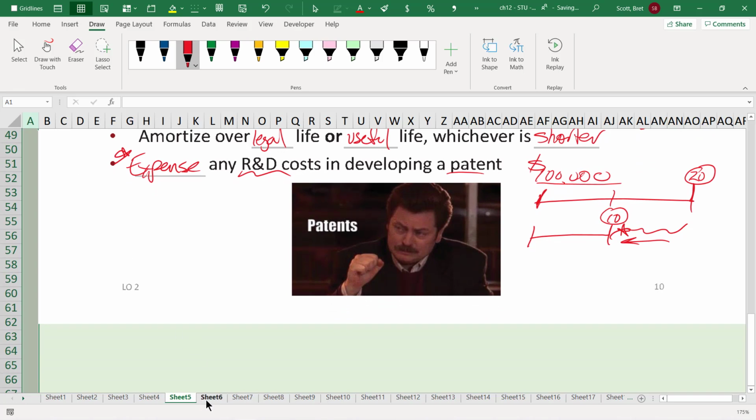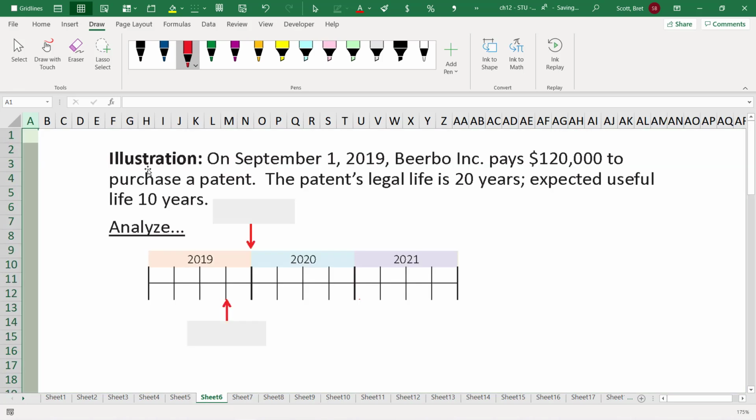So let's go into an example next. On September 1st, and again, remember dates, pay close attention to the dates, Beerbo pays $120,000 to purchase a patent. So someone else's patent has some protection. The patent's legal life is 20 years. We bought it for $120,000, but we expect that we'll only have some protection for about 10 years.